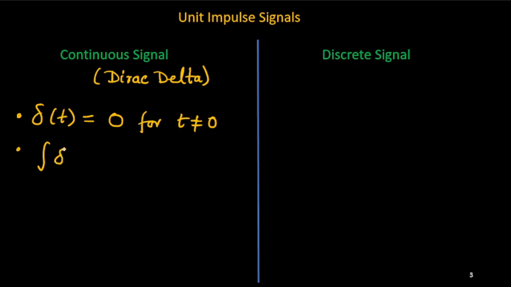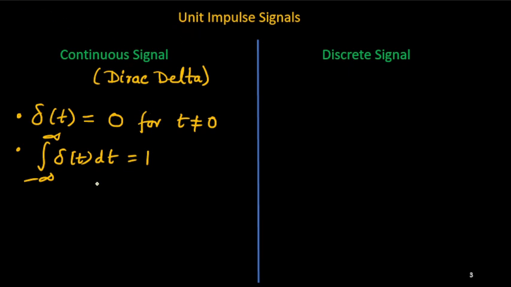And to get this unit impulse, we will consider the area under this signal. The area under this signal means the integration of del of t dt, from minus infinity to infinity, and if it becomes 1, then only it is called a unit impulse.